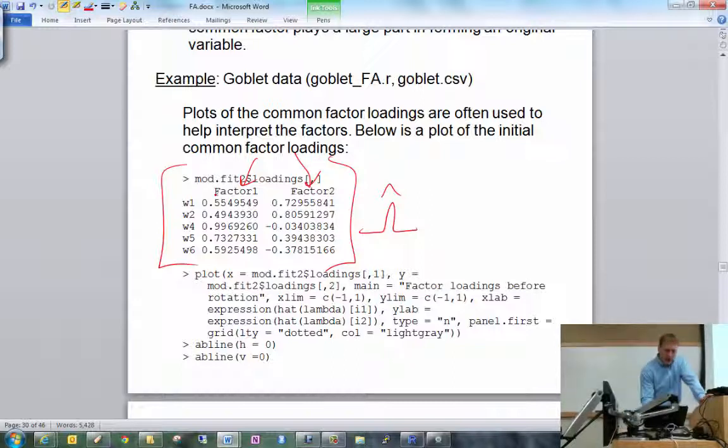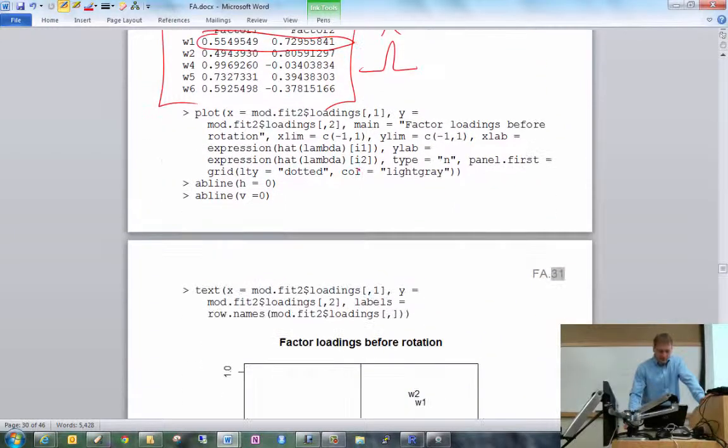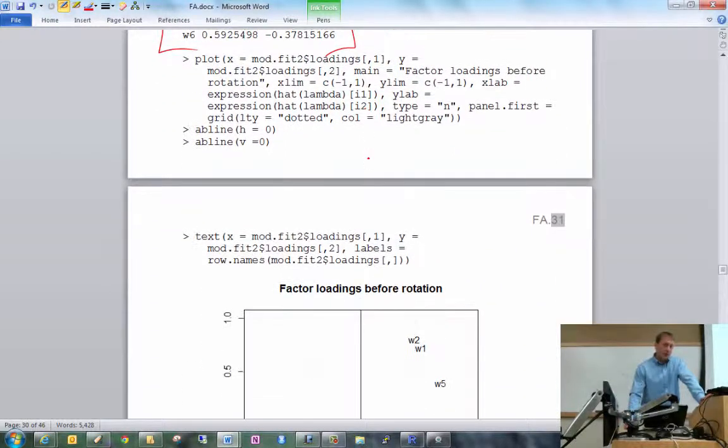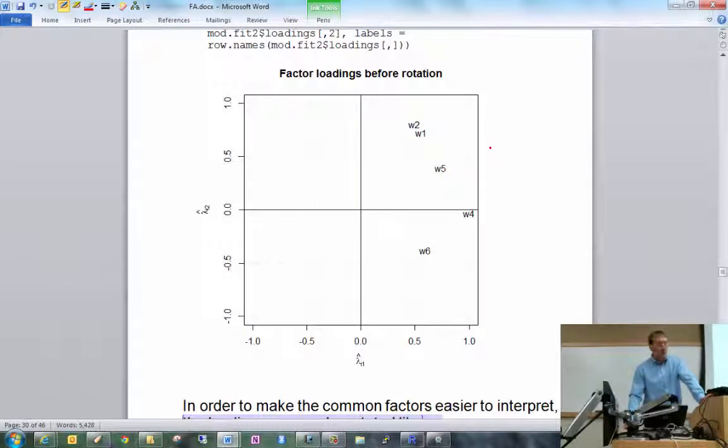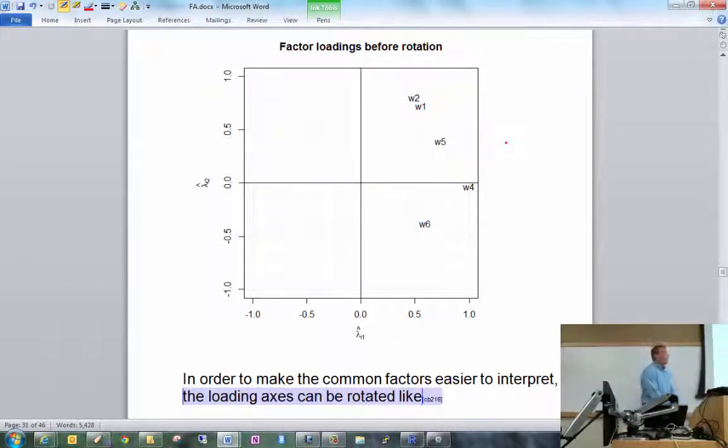So essentially, for example, I'm going to plot a point at 0.55 and 0.73 on my plot. And I'm going to label it with W1. That makes sense because those are the corresponding lambda hats for W1. I'll let you look at the details of the plotting code on your own. It's very similar to what we've used before. And here's a plot of those factor loadings.